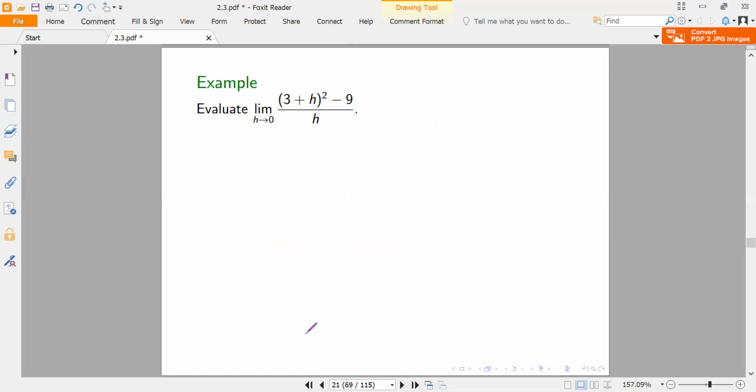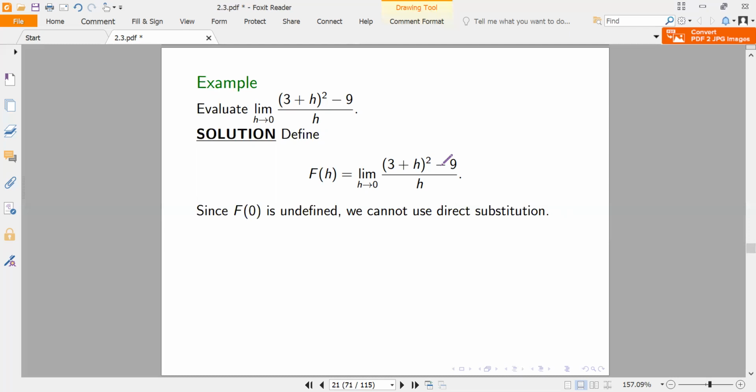We have another example here. I hope you can see that we cannot use direct substitution, because if we substitute h here, we're going to have 0 in the denominator. So we cannot evaluate it by direct substitution. The choice that we have is to try to simplify the function itself. We can let f of h be this function that we're trying to evaluate. From here we have brackets, and we can multiply out the bracket.